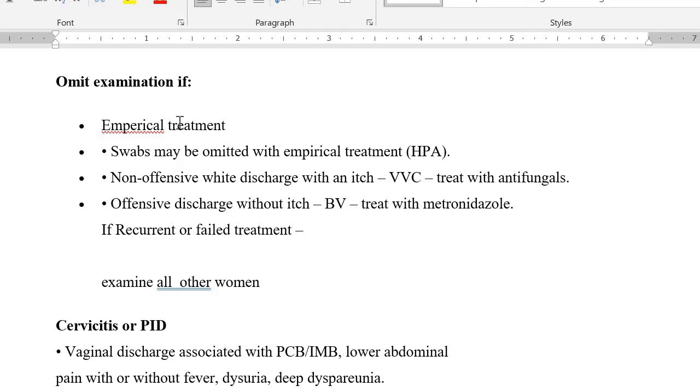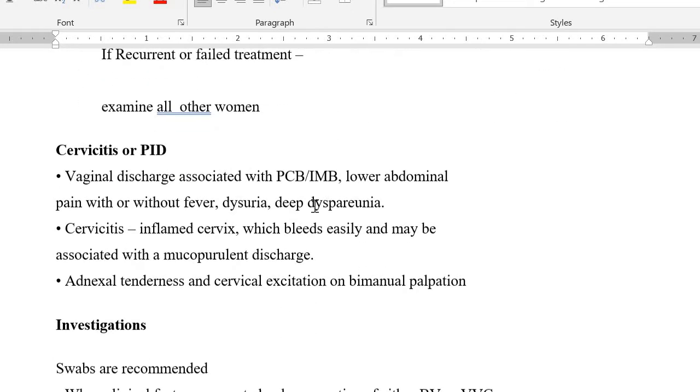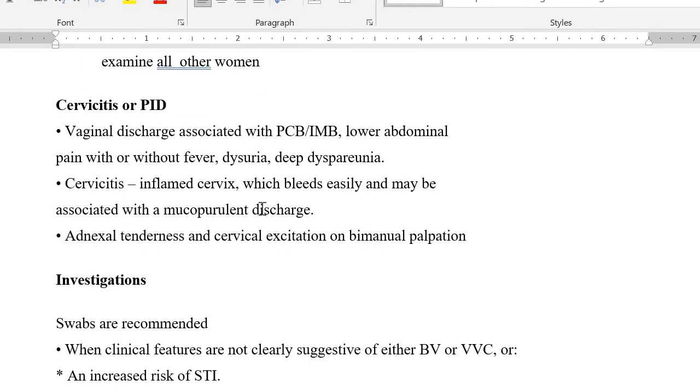Okay. Anyone outside of these women, who didn't receive any empirical treatment, who don't have any discharge but have pain, or maybe they have discharge but don't have these features: not white discharge, and not offensive discharge without itch. So all other women will need examination with their consent, right? Then you will have to see whether this patient has cervicitis or PID. So local investigation is important.